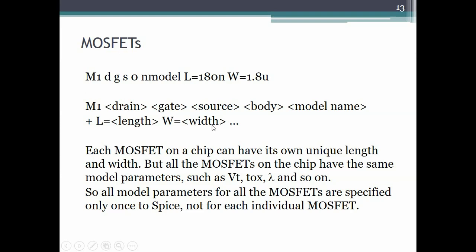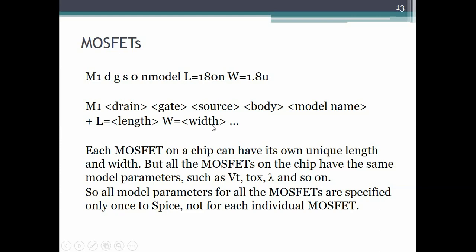When a chip is fabricated, there will be millions and billions of MOSFETs on the chip. And the chip will have all MOSFETs with the same fabrication process, and therefore all the MOSFET parameters such as threshold voltage, lambda, mobility, oxide thickness, all of these will be the same for all MOSFETs on the chip. Well, all N MOSFETs will have the same, all P MOSFETs will have a different set of values. The length and the width of the MOSFET can be different for each MOSFET.